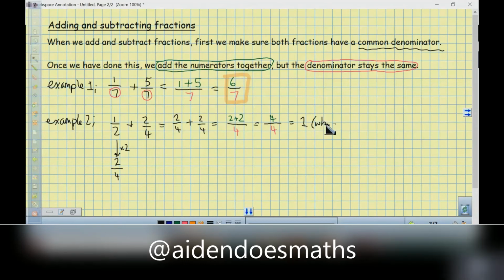In brackets, I'm going to put whole. Because we know, think about the pizza slices. If you have 4 slices out of 4, you've cut the pizza into 4 slices, and all 4 of them are still there. You've got the whole pizza, haven't you? So there's our answer. Either of those are acceptable at the moment.